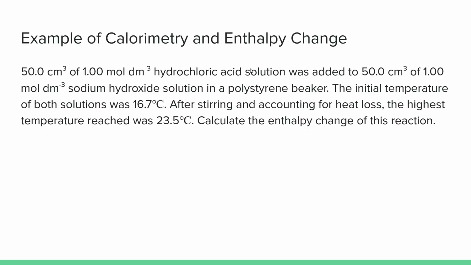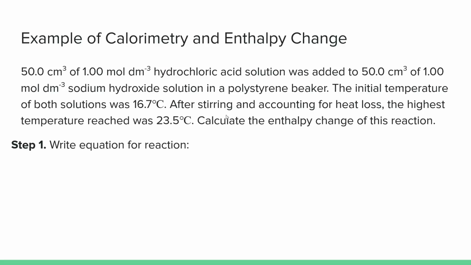Now here's an example of calorimetry. 50 centimeters cubed of 1.0 mole per cubic decimeter hydrochloric acid solution was added to 50 centimeters cubed of 1.0 mole per cubic decimeter sodium hydroxide solution in a polystyrene beaker, which is basically just another form of styrofoam. The initial temperature of both solutions was 16.7 degrees Celsius. After stirring and accounting for heat loss, the highest temperature reached was 23.5 degrees Celsius. Calculate the enthalpy change of this reaction.